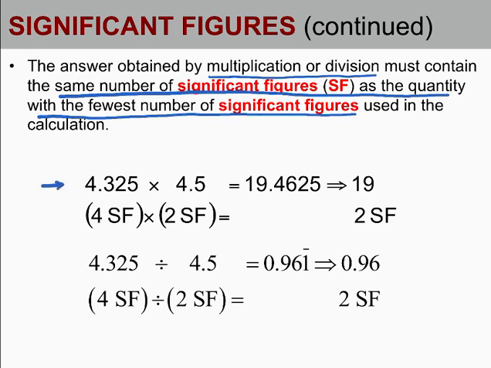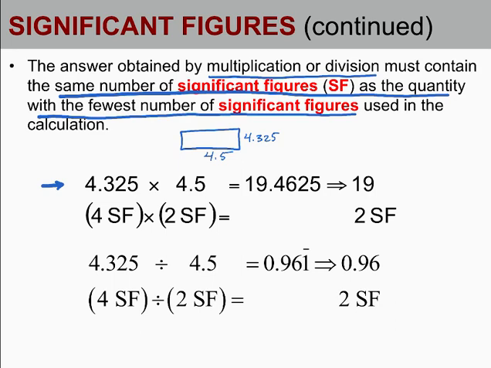In the first example, we're multiplying 4.325 by 4.5. So maybe we're determining the area of a square, and the length of one side is 4.5, the length of another side is 4.325. So I guess this would be a rectangle instead. And let's just draw a little picture so we can visualize what's going on here. And I don't know, maybe our unit is centimeters. I guess it doesn't matter here.